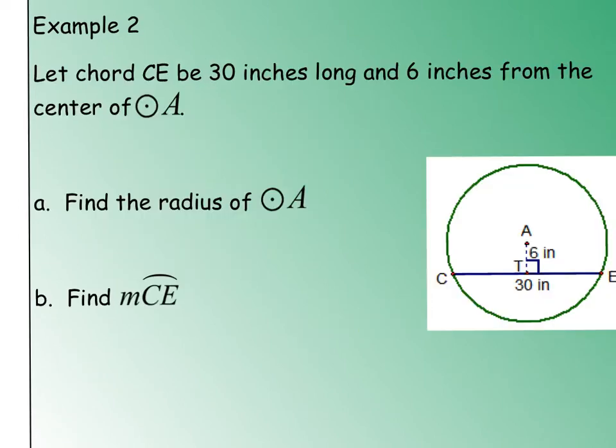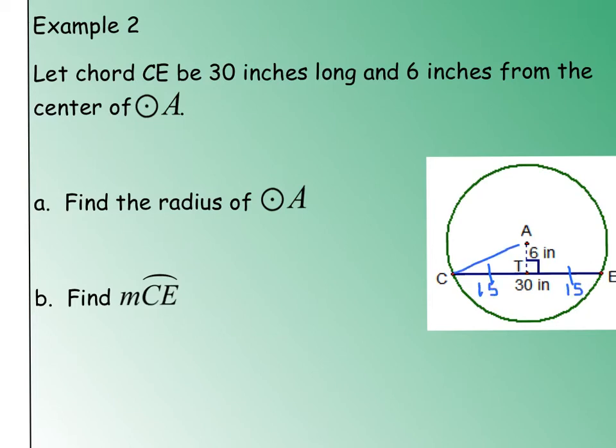In this next example, we're asked to find the radius of circle A and also the measure of arc CE. We're told that CE is a chord and is 30 inches long, and it is 6 inches from the center of circle A. Well, since I see that AT is perpendicular to CE, I know that it also must be perpendicularly bisecting. So these two pieces are equal, meaning that each chunk is equal to 15 inches.